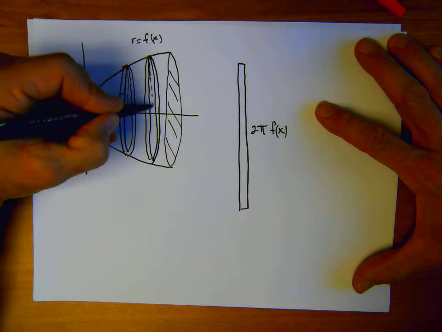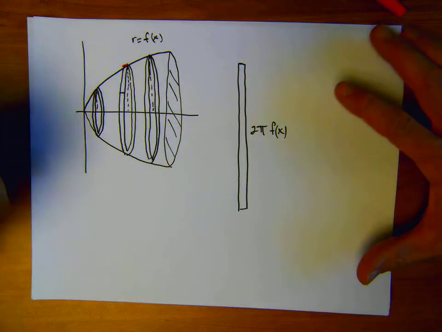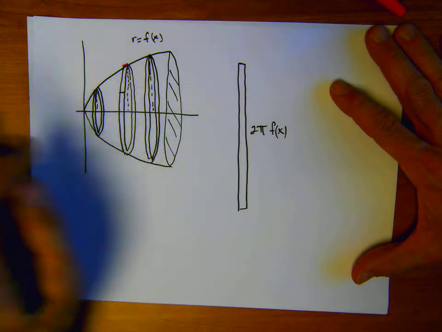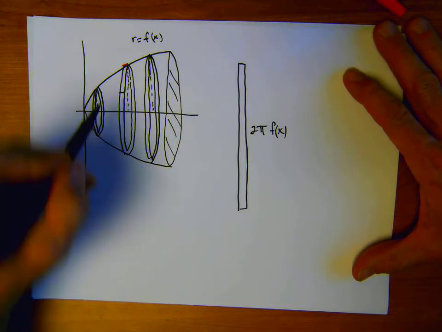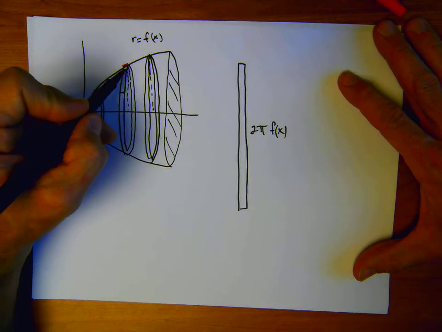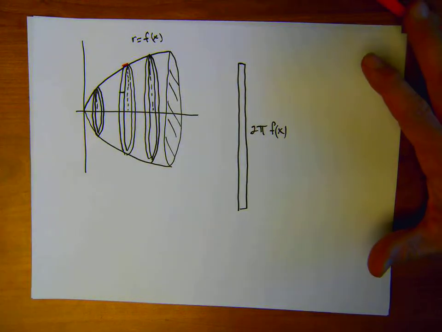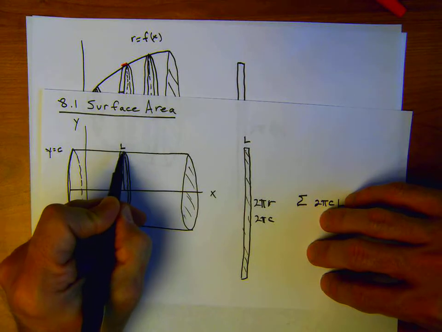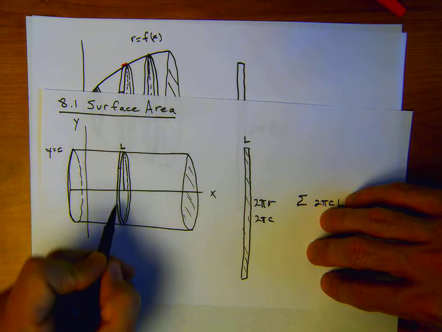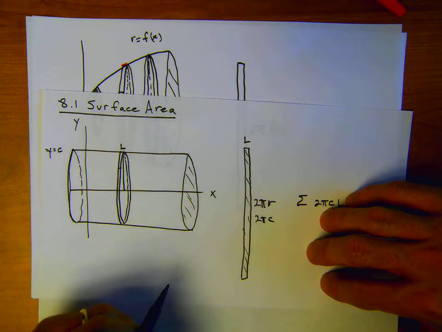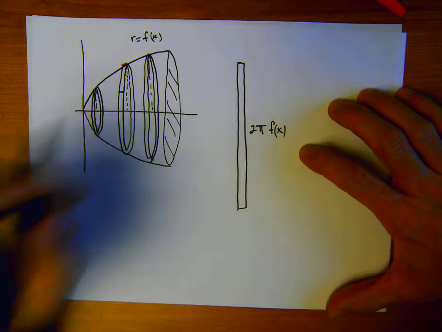We saw this idea when we were looking at the cylindrical shells and we were revolving around the y-axis. The question still remains, though, right here. What are we going to do with that? If you remember, we just called it L, and we could just take whatever the difference in the x values is. How do we find the length of this piece right here?